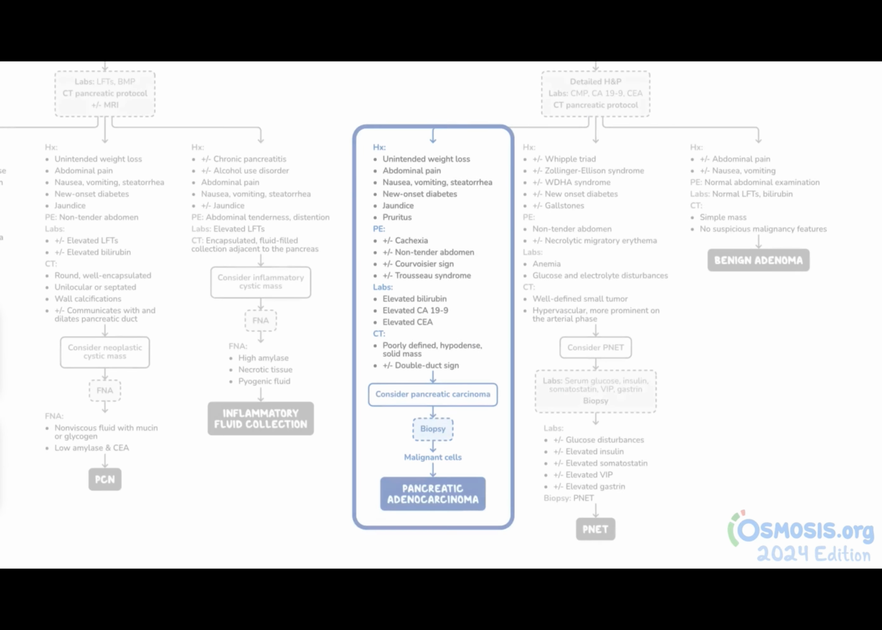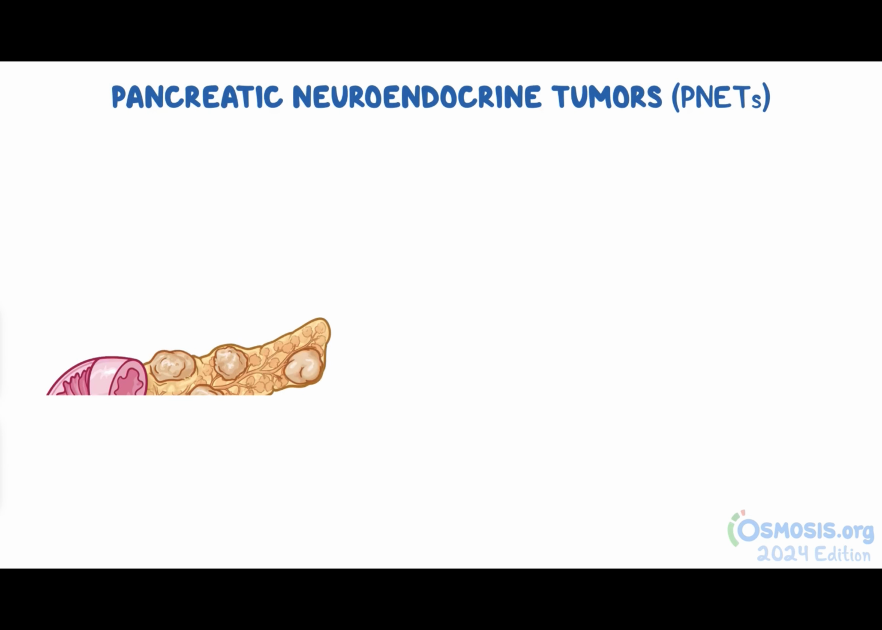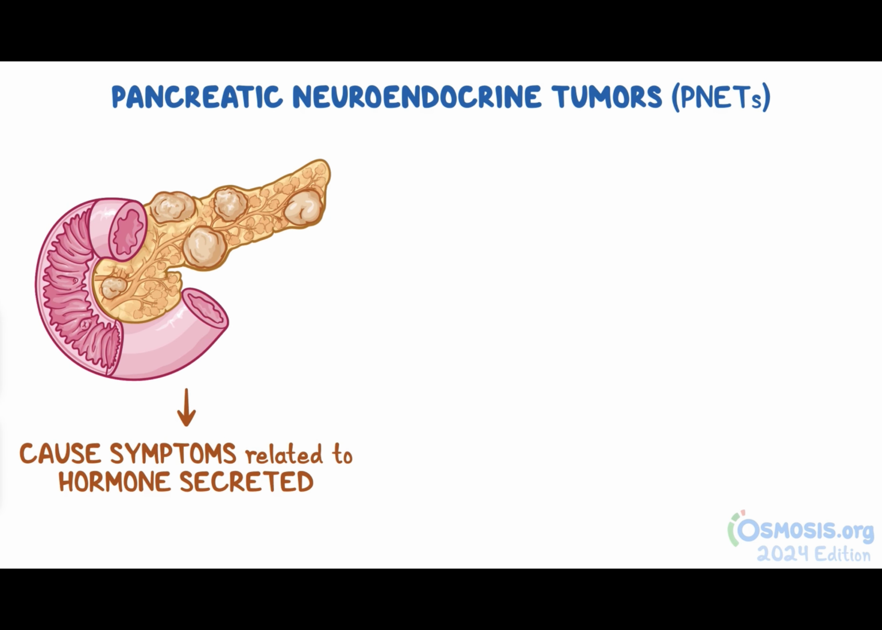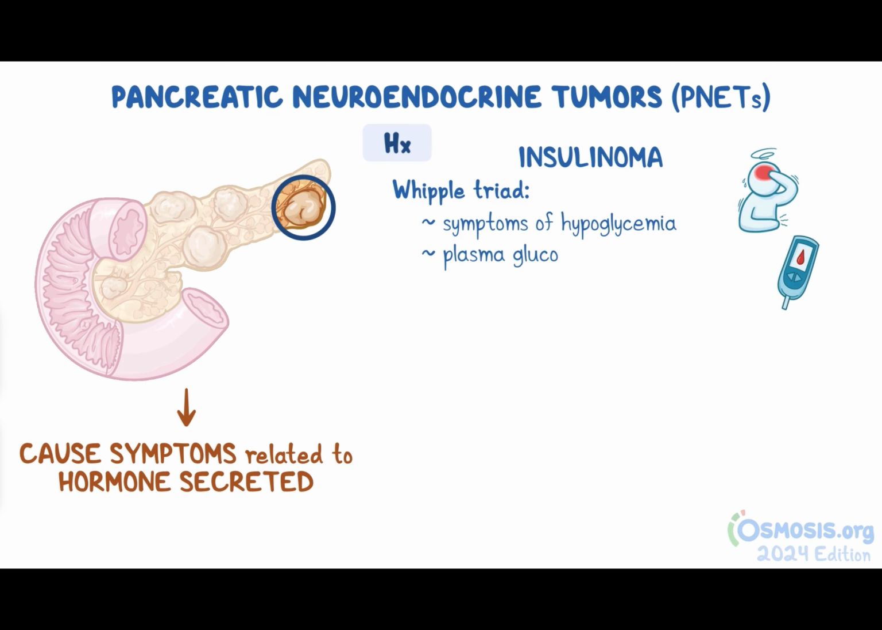Moving on, let's talk about pancreatic neuroendocrine tumors, or PNETs. These tumors tend to be functional and cause symptoms related to the hormone they secrete. For example, the most common type of PNET is insulinoma, characterized by the Whipple triad, which includes symptoms of hypoglycemia, plasma glucose lower than 55 milligrams per deciliter, and symptoms of hypoglycemia that are relieved by glucose administration.